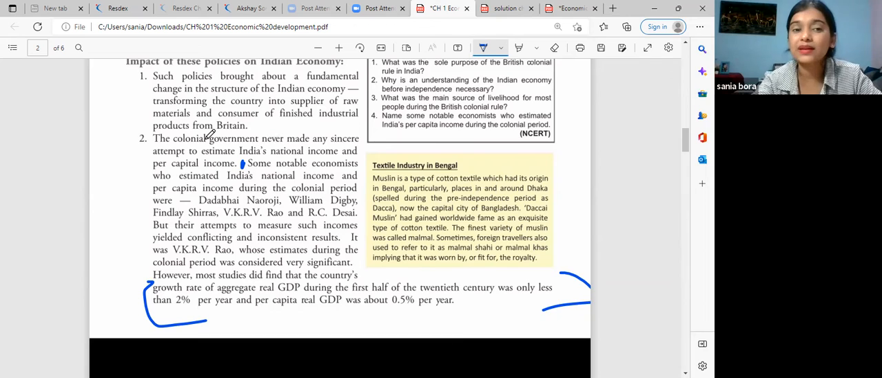So this was the impact. Till here you will be writing this, and then you will be writing 'because of that'. Because of that, growth rate of this and this whole state. Clear? Yes, teacher.